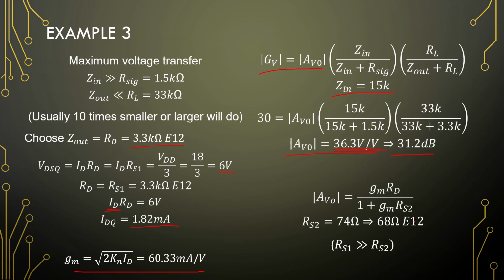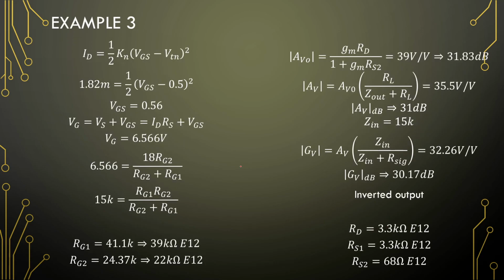Right, calculating RS2, we find it to be 74 ohms. Choose it downwards just to increase the gain a little bit to compensate for any other design imperfections. That's 68 ohms. That is our input output, just our stabilization resistors and our gain stabilization, designed. Then we can go and calculate our gate source voltage. That ends up to be 0.56 volts.